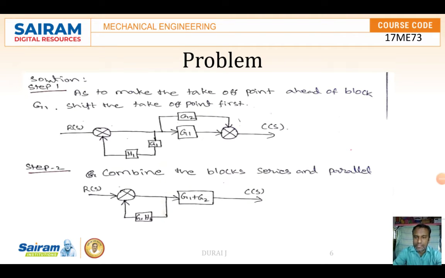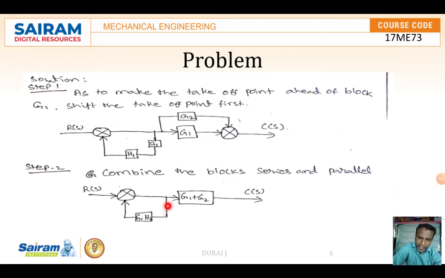Then, as the first step, we are going to move the summing point in front of the G1 block. If I move it in front of the block, whatever G1 is there, as per the rules, it is going to multiply over here. Then it looks like a forward path, so that it will become G1 plus G2. Once moved in this manner, even then we could not solve.